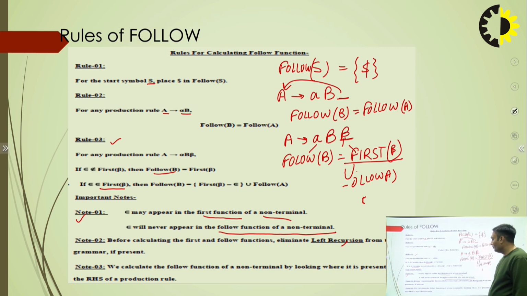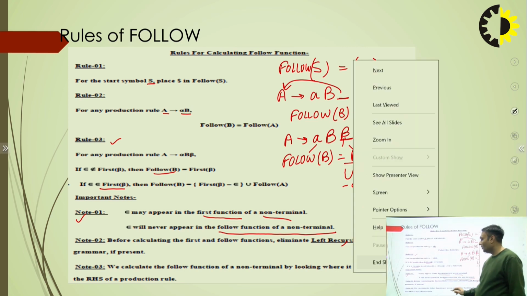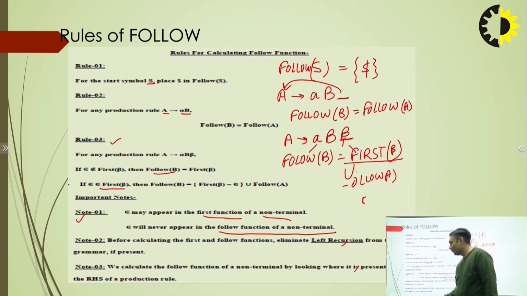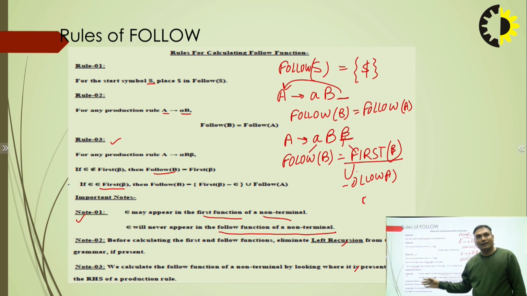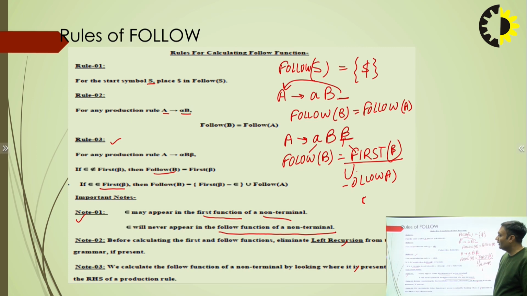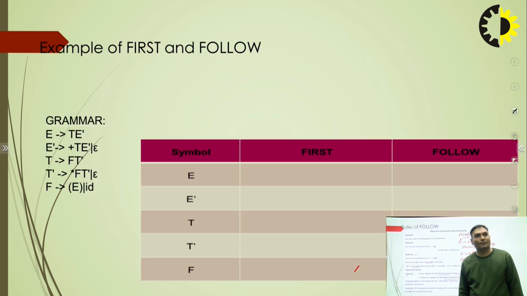We calculate the follow function of a non-terminal by looking at whether it is present on the right hand side of the prediction rule. So to calculate the follow, we will always see the right hand side of the prediction rule, not the left hand side. And when we are calculating the first, then we will look at the left hand side, not the right hand side. These are important notes we need to always remember.